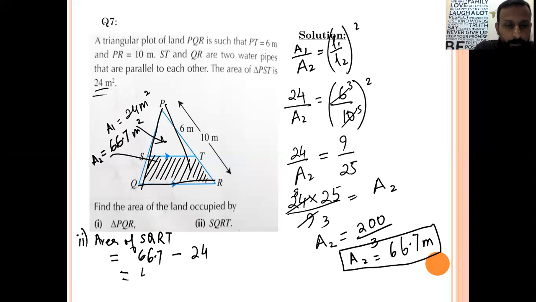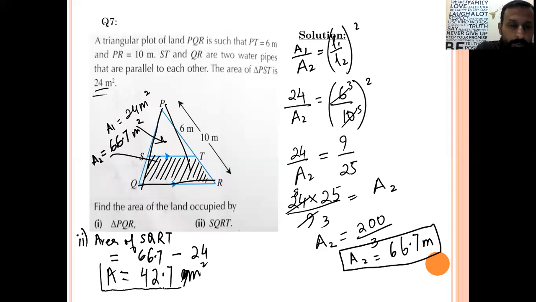Furthermore, you can simplify it. 6 minus 2 is 4. 6 minus 4 is 2. 42.7 meters square. It's not centimeters, it's only meters. So this is how you find the unknowns by applying the same formula: A1 upon A2 is equal to L1 upon L2, the whole square. So let's move on to the next question and see what is next.